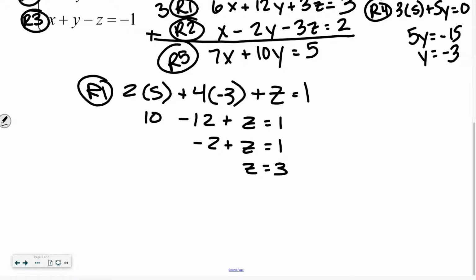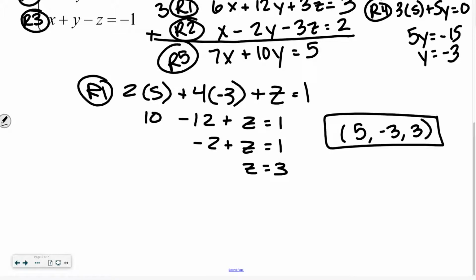Now, how do you represent answers to a 3-variable system? Ordered triple. And just like how we like to be organized, we're going to put those in alphabetical order, X, Y, Z. So we're going to do 5, negative 3, 3.